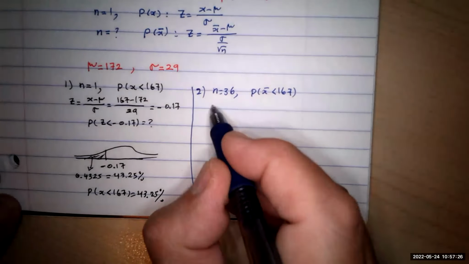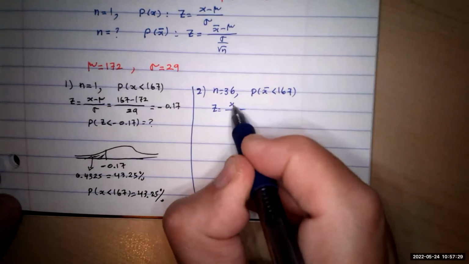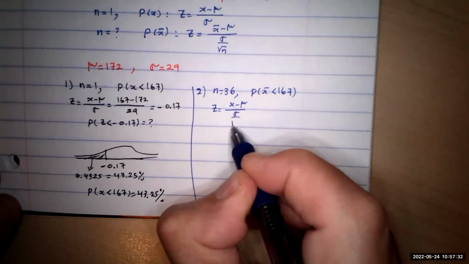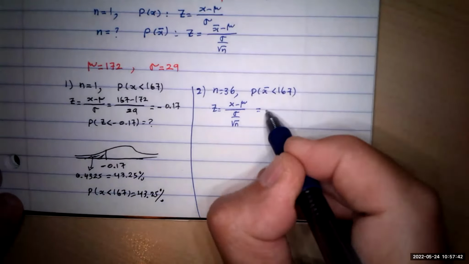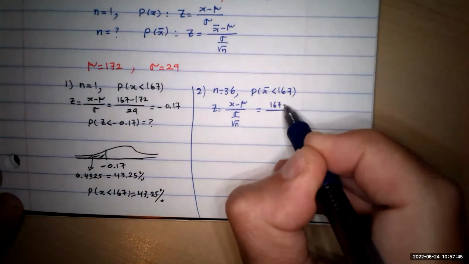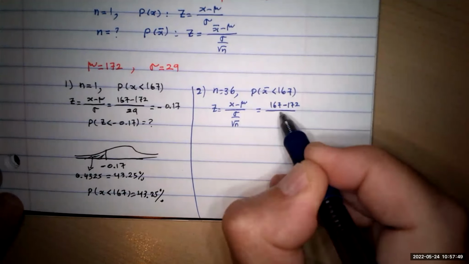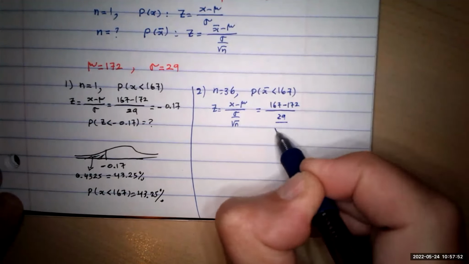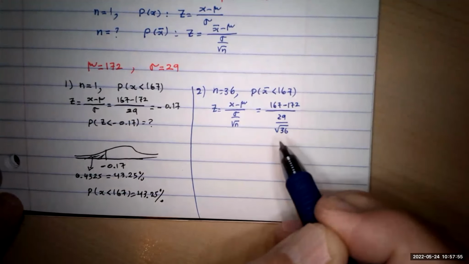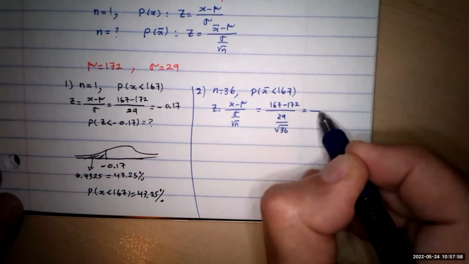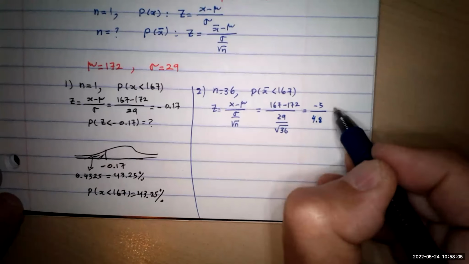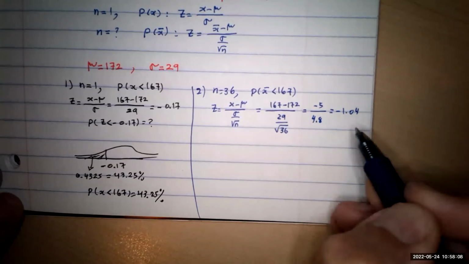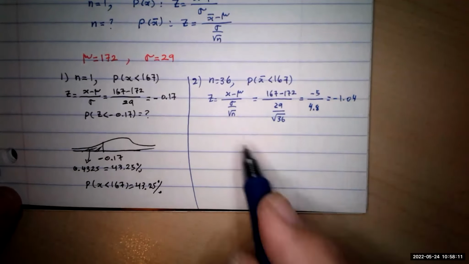That's it. So your Z formula would be different. The top is the same, but the bottom is sigma over radical n. Remember, the mean of the X bar is the same as the mean of the X, but the sigma is different. So substitute. On the top we get 167 minus 172. And your sigma was 29, but the sample is 36. You simplify this one. The top gives you negative 4, the bottom gives you 4.8, and the result is going to be negative 1.04.